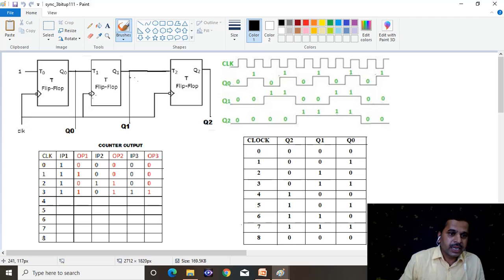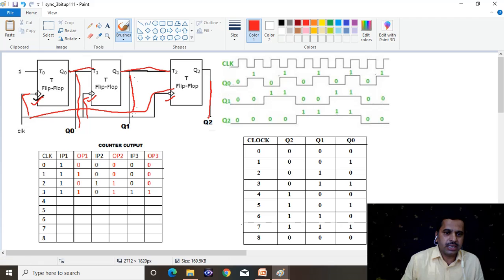It also works on active low clock signals. That means it responds during the falling edge of the clock, generally called negative edge triggering. Here the clock pulse is applied simultaneously to all the flip-flops at the same time. The output of the first flip-flop is connected to the input of the next. The output of the second is connected to the input of the third flip-flop. The outputs are taken from all the flip-flops here.